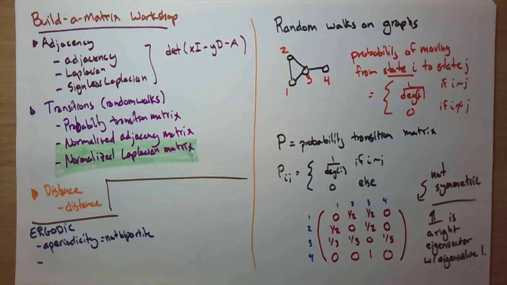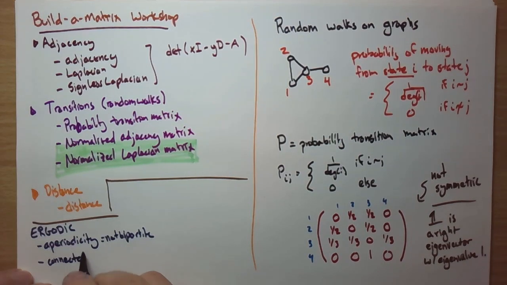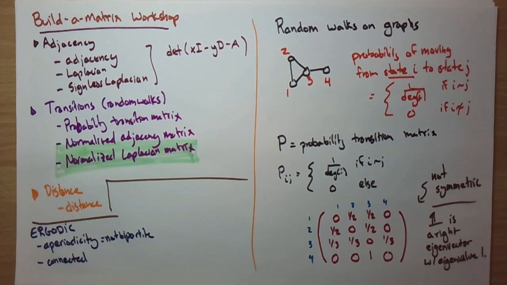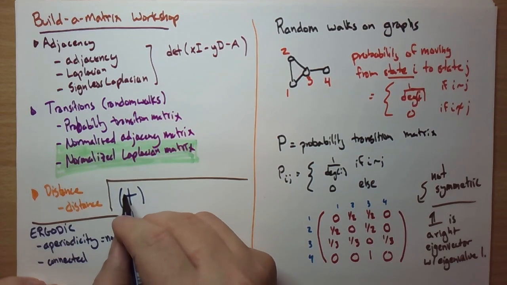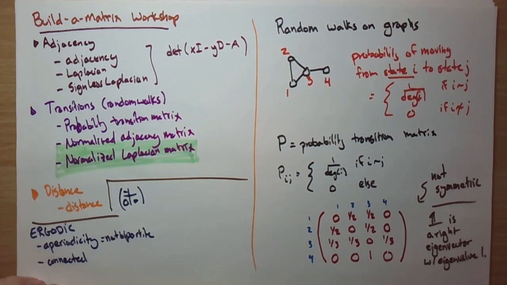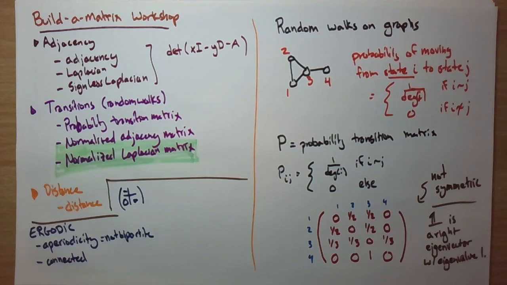What's the other thing you need to have good mixing? Just think about if you want things to mix well. In terms of a random walk, I want to be able to spread out evenly. Connected. Yeah. And the technical term you'll hear is irreducible. The idea of being irreducible is you can't do block diagonal where you have a bunch of zeros down here. That's irreducible.